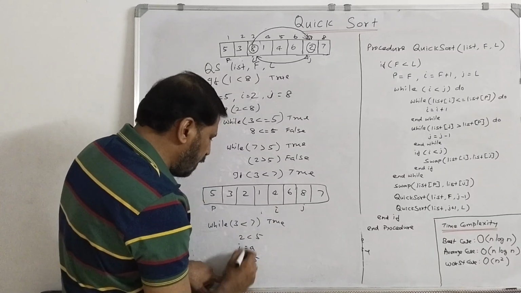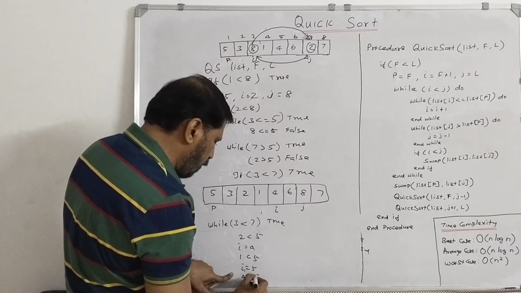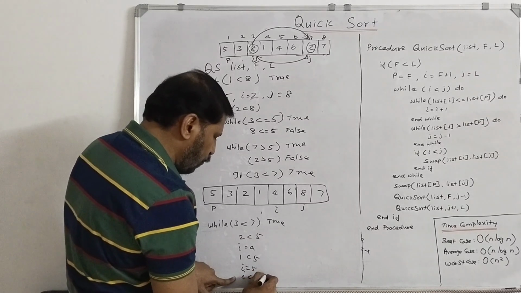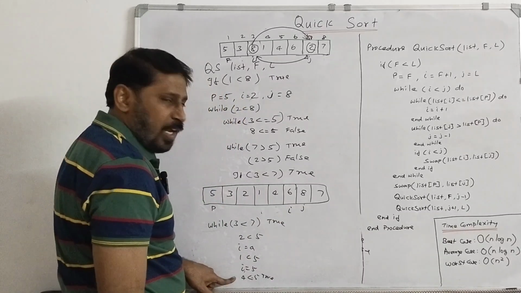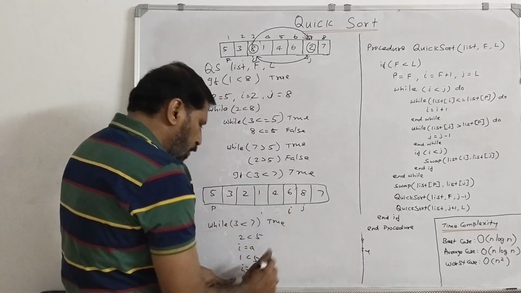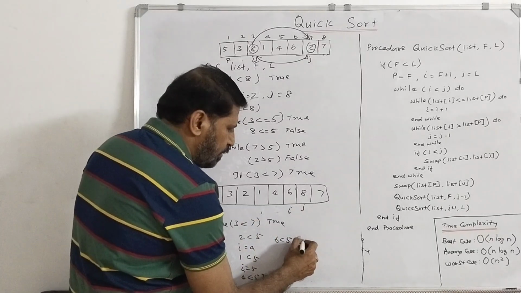Once again, what is that? We are checking I. 4 is less than or equal to 5. Here also the condition is true. True means I is incremented by 1. Now I am checking 6 less than 5. The condition here is false.